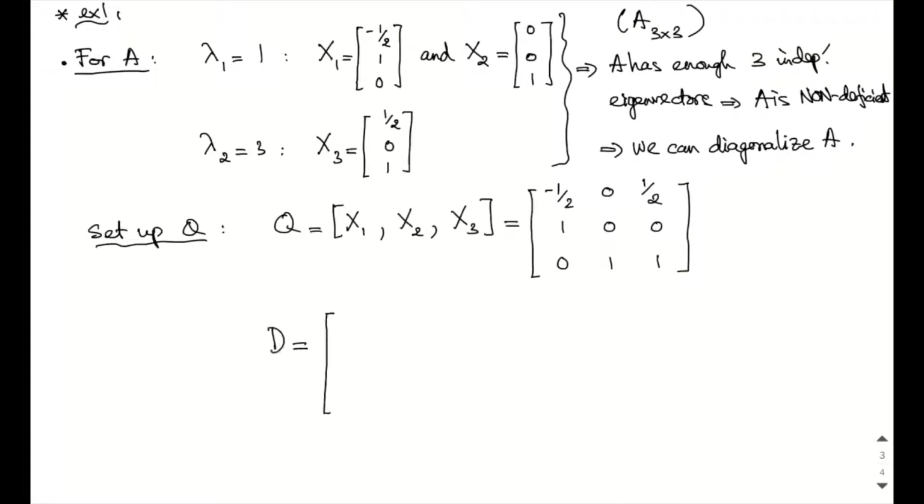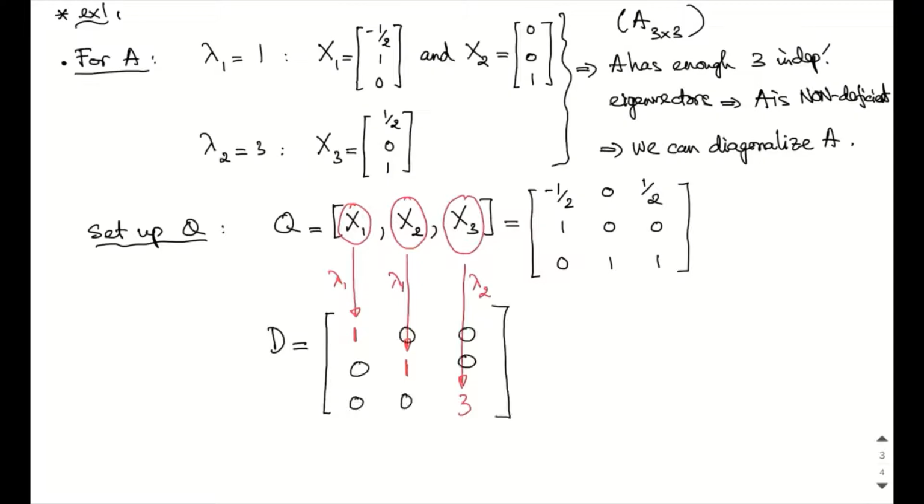Now for D, let's look at x1. What is its associated eigenvalue? That is the number 1. Now when we look at x2, its associated eigenvalue is still lambda 1, so you put 1 here. For x3, the associated eigenvalue is 3, so you put 3 here. And then you just fill in 0 in the other places. And this is the diagonal matrix that you have.